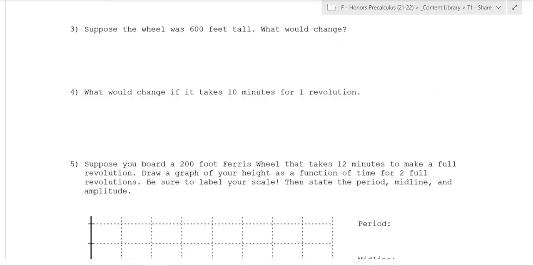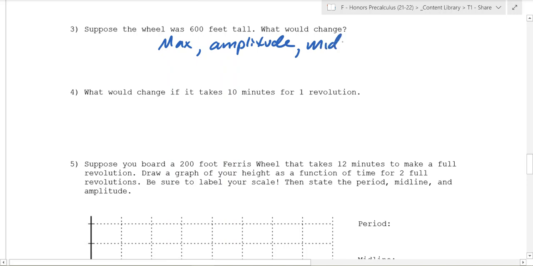So suppose the wheel was 600 feet tall, what would change? Think about that, it would stretch. So you'd have a max change, and the amplitude would change because the distance to the midline would be different. The midline would be 300 and the amplitude would be 300 and the max would be 600.